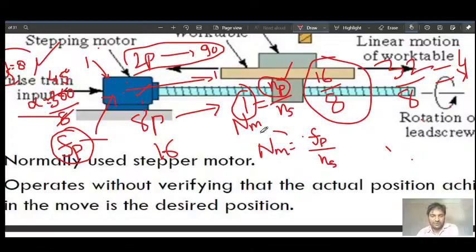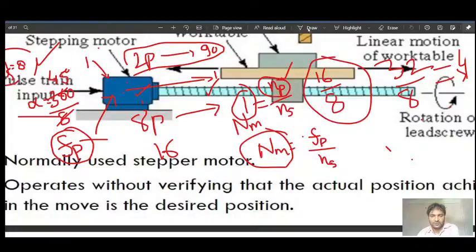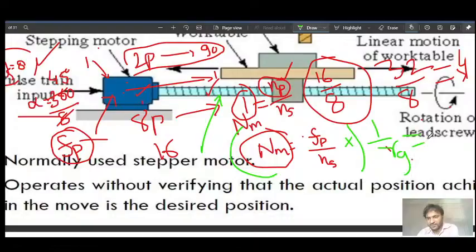Okay, so this is for the motor, and what we have to reach is the stepper. Let me use a different color. So we have to reach here. If somehow we multiply it with the gear ratio, Rg value, which value will we get? The lead screw rotation in 1 second. Correct? So let me rewrite it for you.